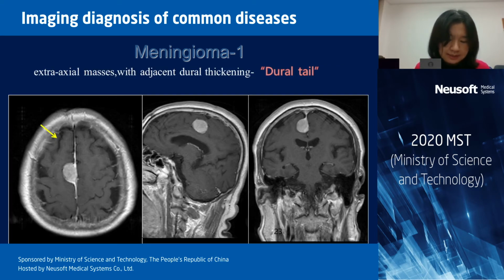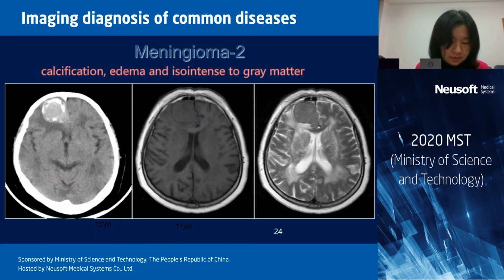The mass is in the right frontal area with dural tail on contrast MRI. The meningioma is outside the brain, called an extra-axial mass. The meningioma is in the right frontal region with edema and calcification, isointense to gray matter on T1 and T2 weighted imaging.